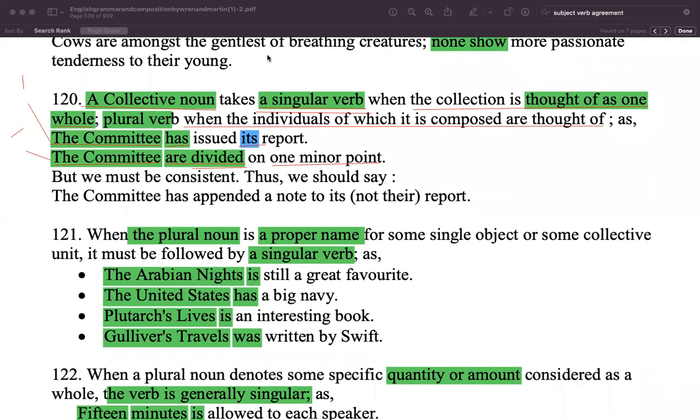Is my point clear? Am I clear so far? Yes. But we must be consistent.